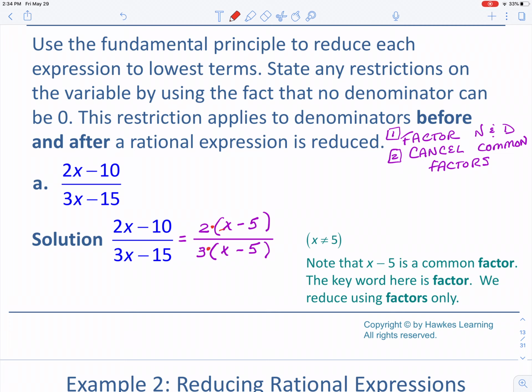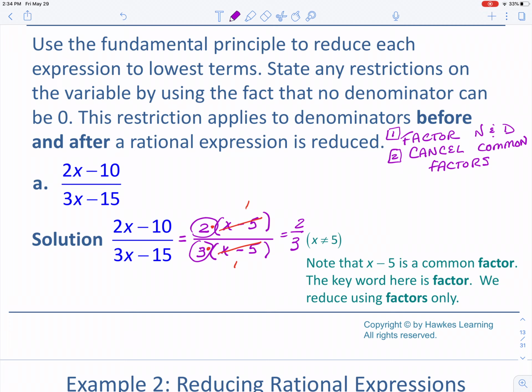Notice that I end up with a matching x minus 5 factor, which I'm going to cancel out. And now I'm going to end up with the simplified version, which is 2 over 3. So these pieces that did not get canceled out go back into my answer.